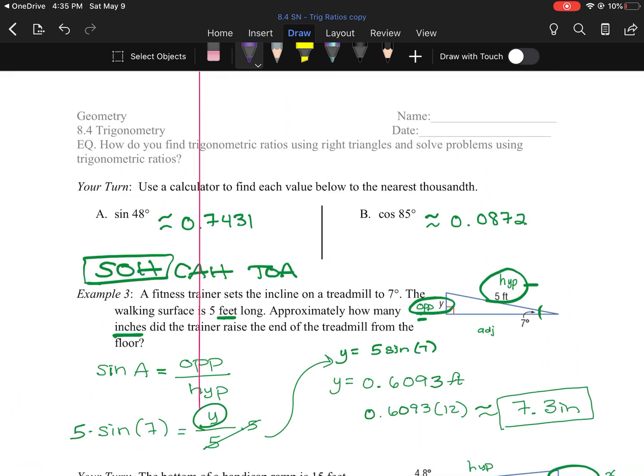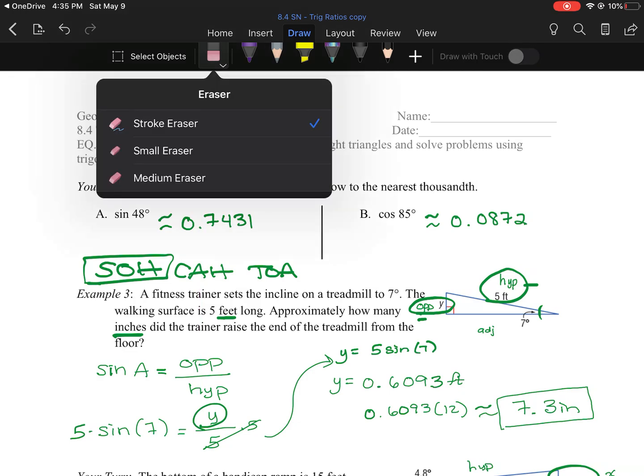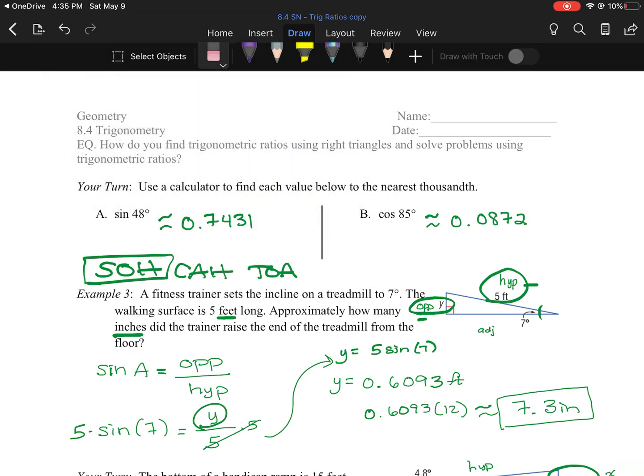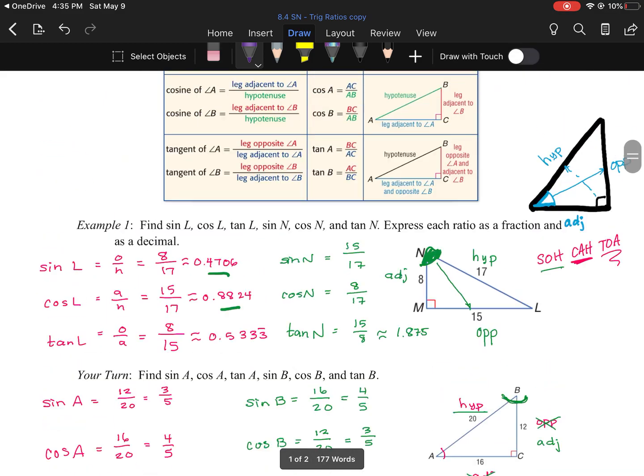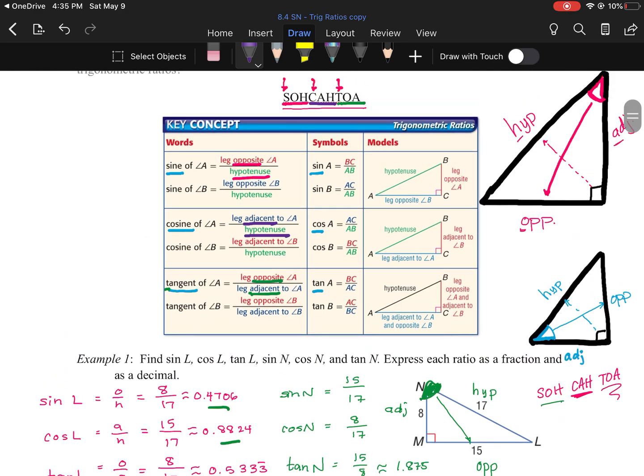All right, so I know that's really long, but let's let this song take us out. Sine, opposite hypotenuse. Cosine, adjacent hypotenuse. Tangent, opposite adjacent.